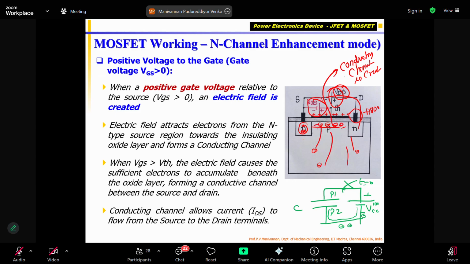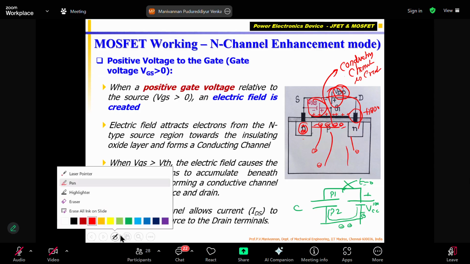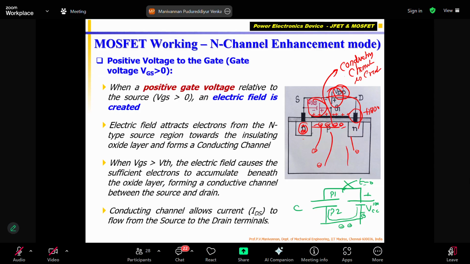Now that it is created, the current starts flowing from this terminal, correct? Battery like this, it starts flowing. Electrons are flowing like this, current is flowing like this, correct? This is electron flow, negative to positive. Current flow we say positive to negative. So current flows. How much current? This current is called IDS.